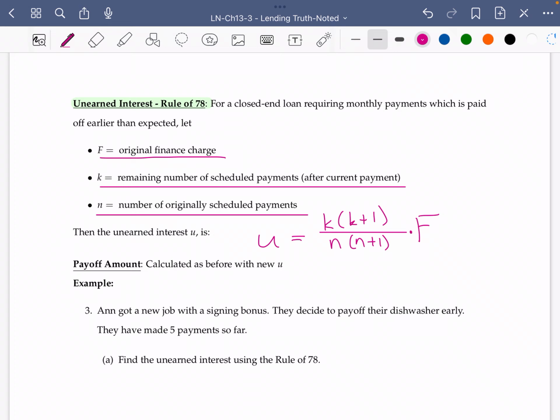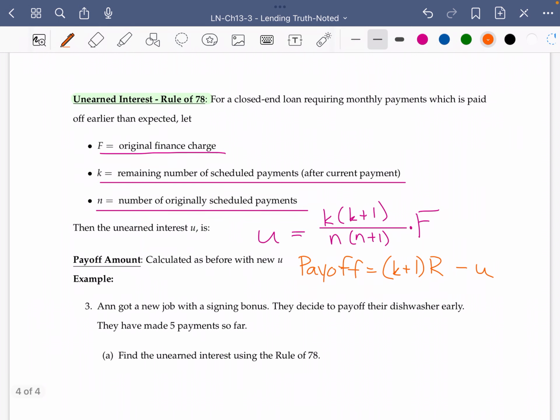Great, so that is the original interest amount. And our payoff amount is calculated as before, just like we did in our last video. We take K plus 1 times R. So that's the total amount that we'd pay if we continued to make our monthly payments, but then we will subtract from that the unearned interest.